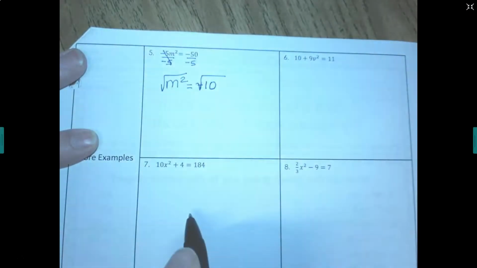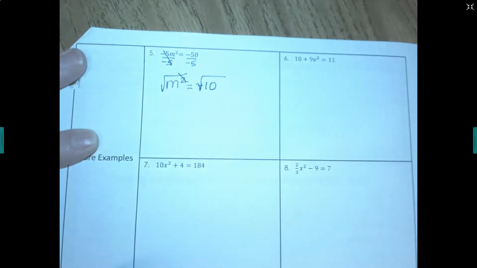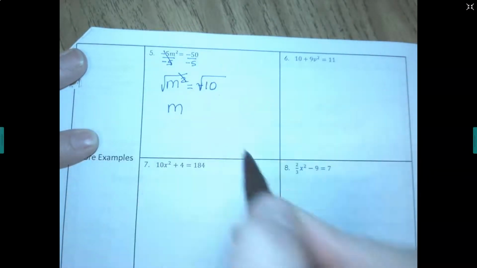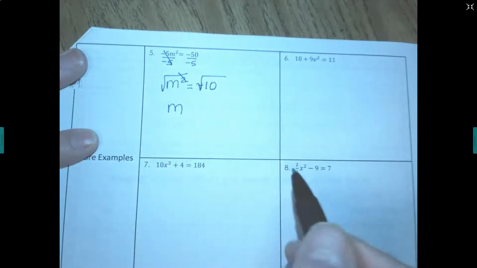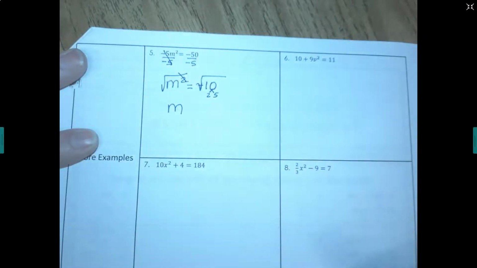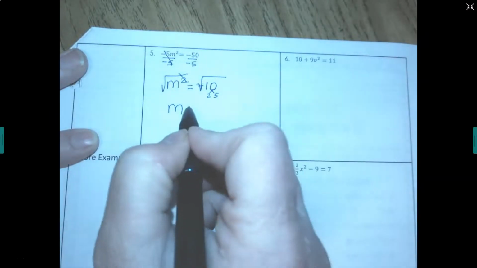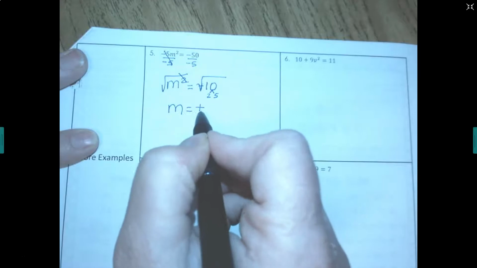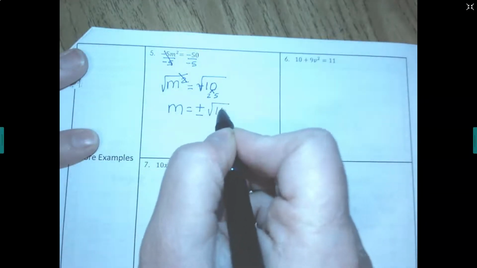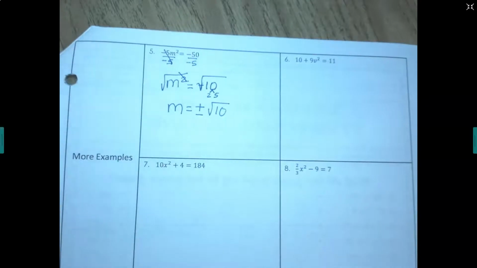And if we take the square root of both sides, the square root cancels the square, leaving m. But 10 is not a perfect square, nor will it simplify down because that's 2 times 5, and so there's no pairs, nothing can come out. So what we're going to do is put a plus or minus to account for both options, and we're just going to leave it as the square root of 10. So it's not always going to be a perfect square. More times than not, it's not.